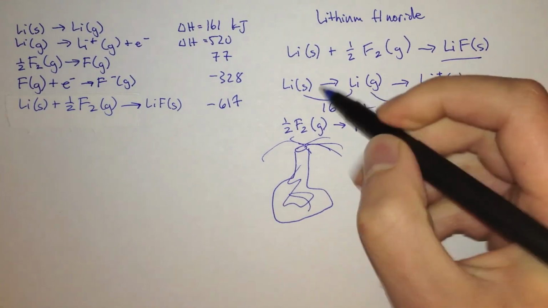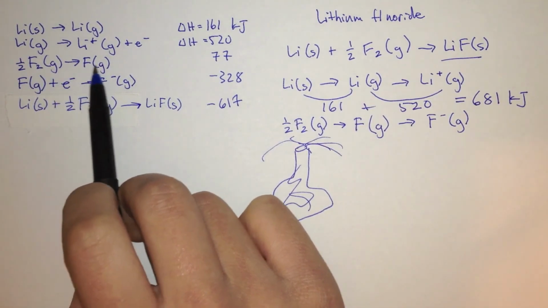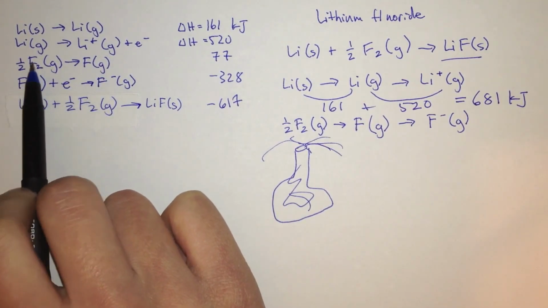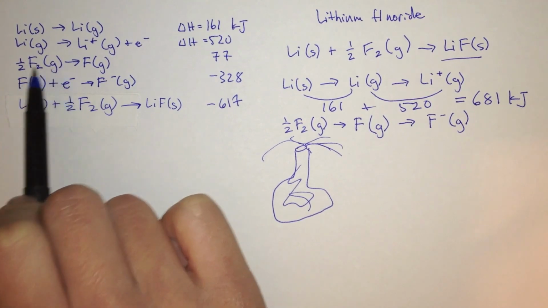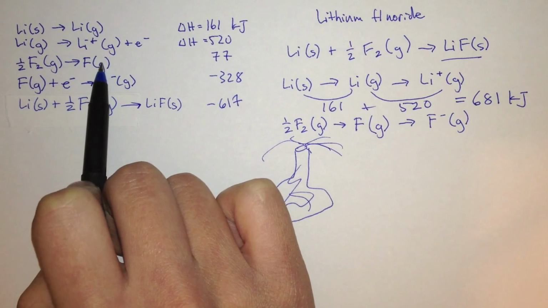We can do the same thing with fluorine. So to break the bond here, we should always be careful when we use these equations, because sometimes they take one F2 and they make 2F.